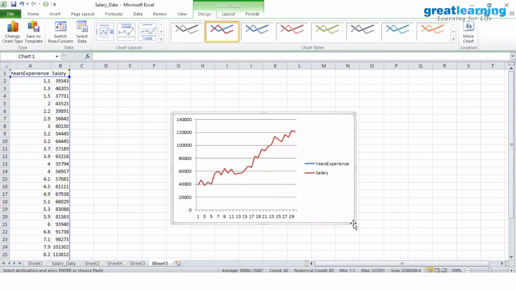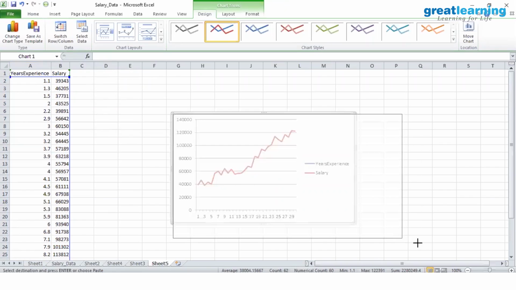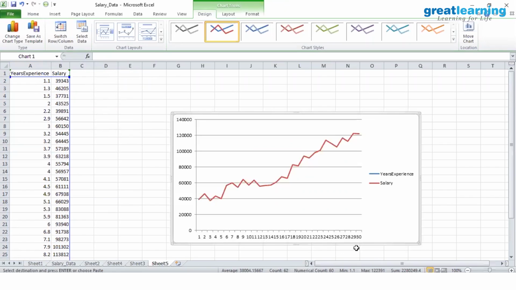So as experience increases, the salary increases. If a person comes with 5 years of experience, you could plot for 5 years what the right value is. He could ask something around 55,000 or 60,000. If he's asking an abnormal 1 lakh or 1.2 lakh, right? In that way, we could predict.